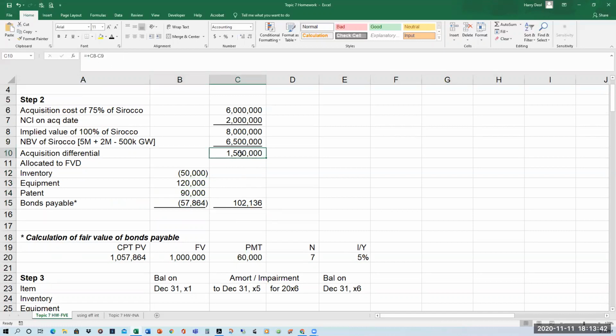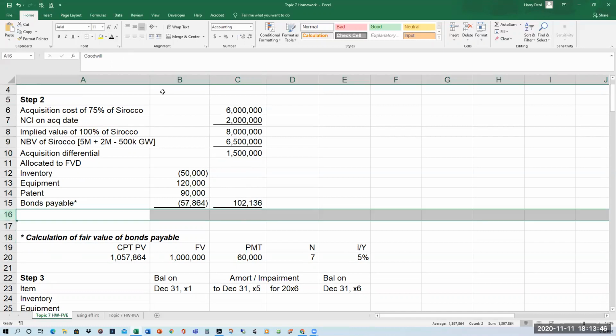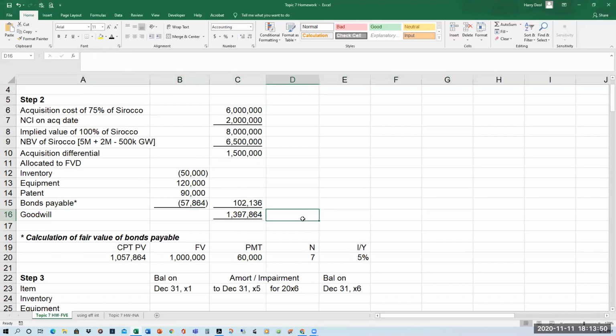The acquisition differential is 1.5 million. That leaves us with goodwill of 1,397,864.